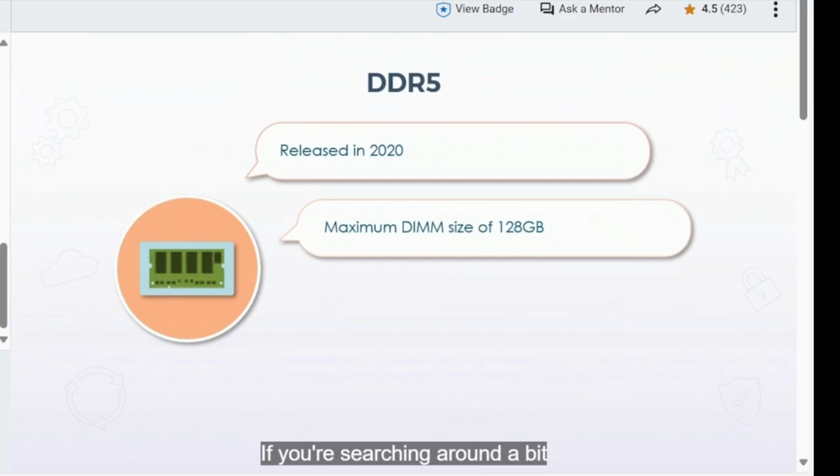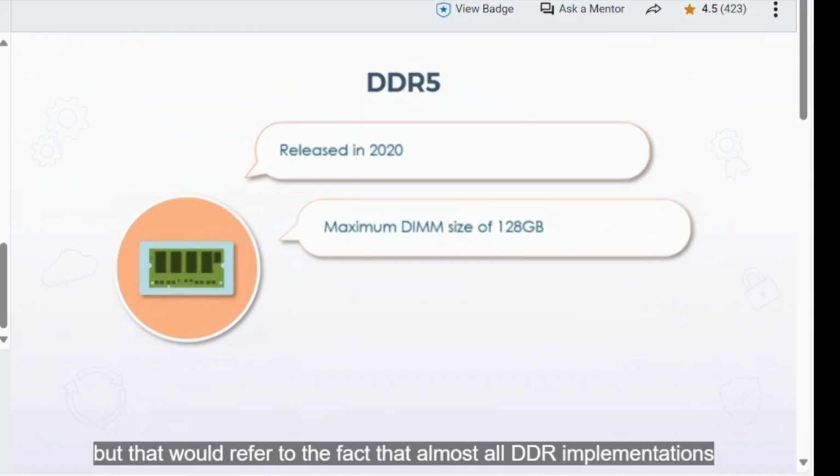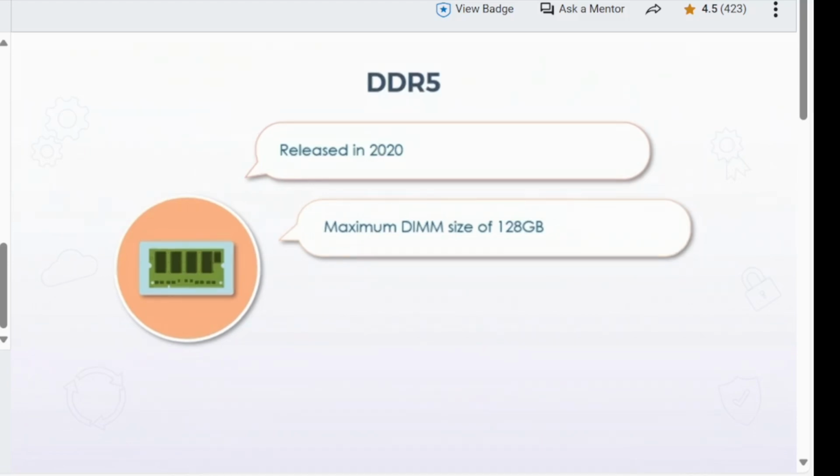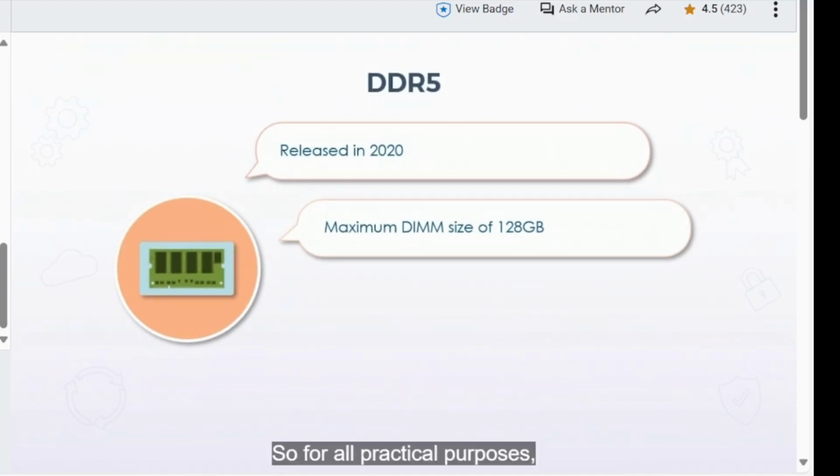If you're searching around a bit, you might see a maximum value of 256 gigabytes, but that would refer to the fact that almost all DDR implementations use two channels or two physical sockets. So to take advantage of dual channel memory, you have to use two modules. So for all practical purposes, while a single DIMM chip itself might only have a maximum size of 128 gigabytes, if your system requires two chips, then of course the maximum becomes 256.